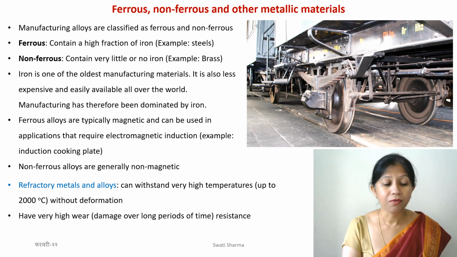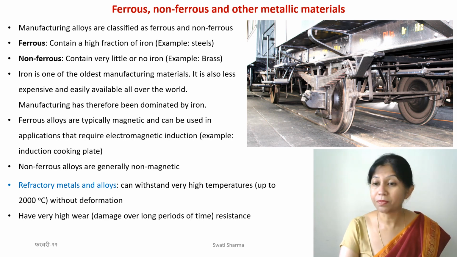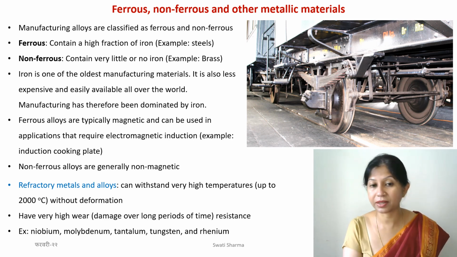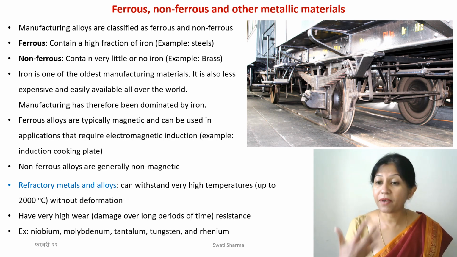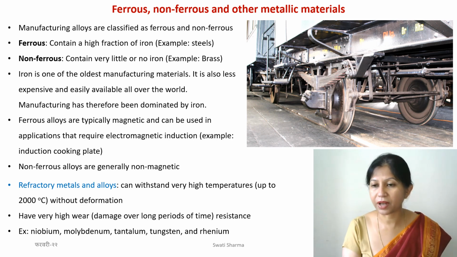Now, some of the metals are also refractory. They can be used as refractory materials, and I have written some examples here. So some metals and some alloys can also be used as refractory materials. Number one, they do not deform at high temperature. They also have high wear resistance. And what is wear? Wear is basically damage over long periods of time. So these are some of the properties of refractory metals, and we will discuss this further when we talk about ceramics.